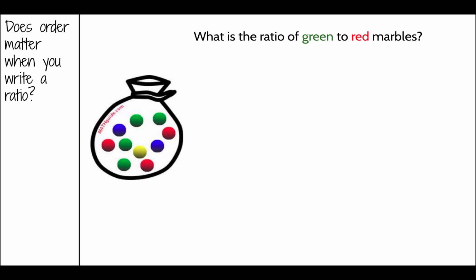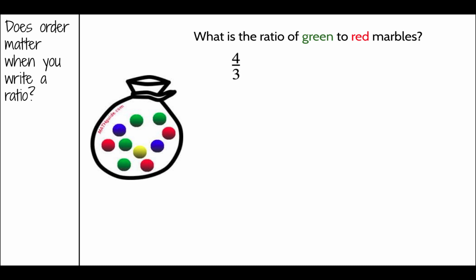Here, I'm comparing a part to a part, but we can still write it in fraction form. And the order that we write it matters. So I want green, the number that represents that, to come first. How many green marbles are there? 4. How many red marbles are there? 3. So the ratio of green to red would be 4 to 3.